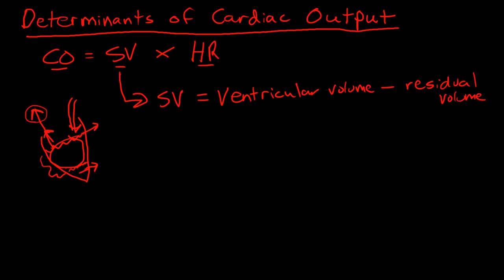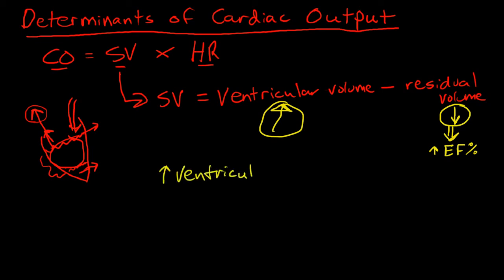So you can see there's two very simple ways of increasing stroke volume. You can increase ventricular volume, or you can decrease residual volume, right? Decreasing residual volume is equivalent to increasing ejection fraction, right? So that's the percentage of blood that is ejected out of the total volume. Okay, so let's talk about factors that increase ventricular volume.